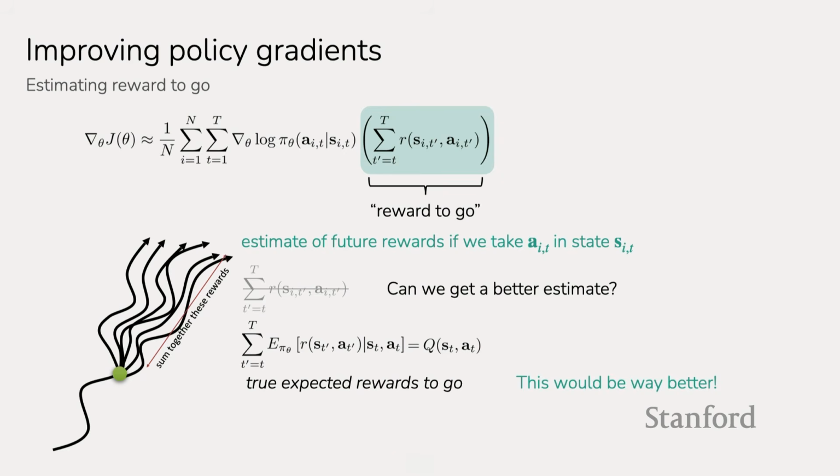This would be way better. We'd be able to get a much better sense for how good it was to take that action in that state. So essentially we would be able to get a much better gradient if the form of the gradient looked like this, where we increase the likelihood of the actions for things that have high Q values, and we decrease the likelihood of the actions for things that have low Q values. So that's a first step.